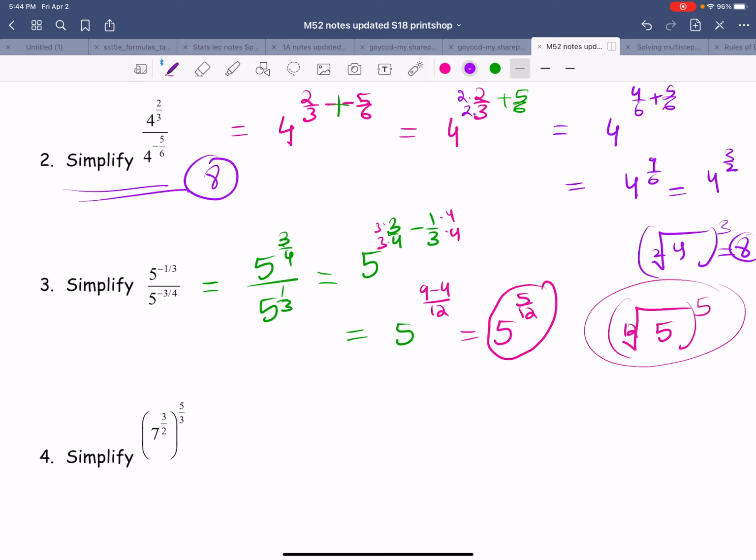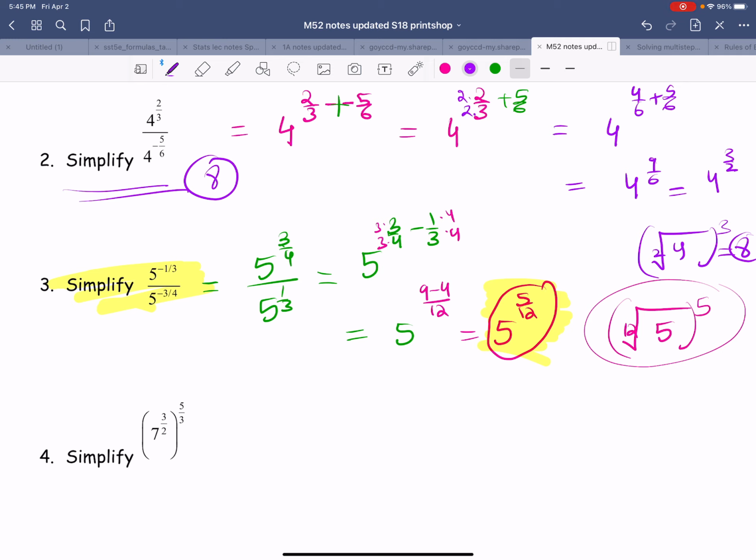Now you might wonder, how do you know which form is good to leave your answer in? If it's not stated in the problem, then if your problem has the exponents, leave your final solution with the exponents. If your problem started with the radicals, then leave your final solution with the radicals.